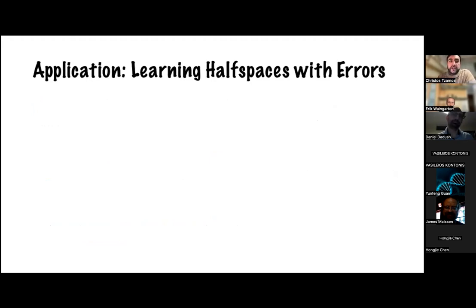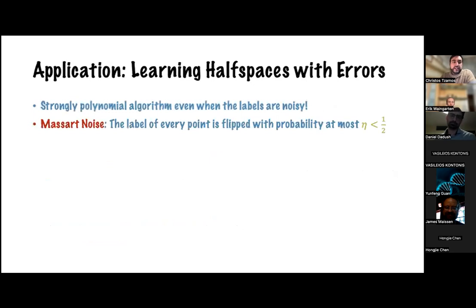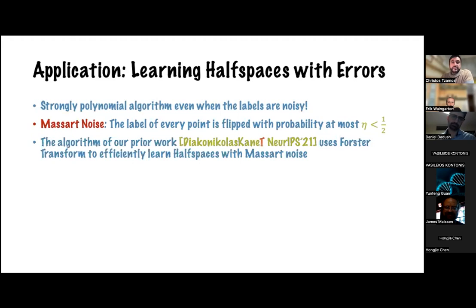we can also learn when the half space has errors. So we can obtain strongly polynomial time algorithms even when the labels are noisy. And we consider a version of noise called the Massart noise, where the label of every point is flipped with probability at most eta. And for this problem, there has been significant recent progress in obtaining efficient algorithms that can learn under noise.